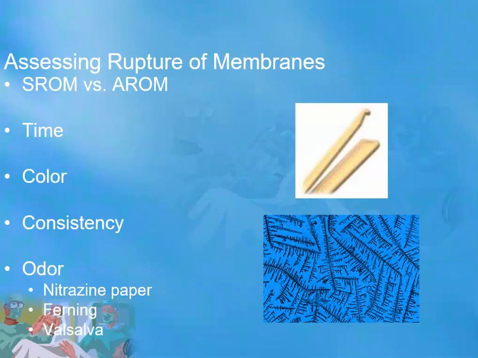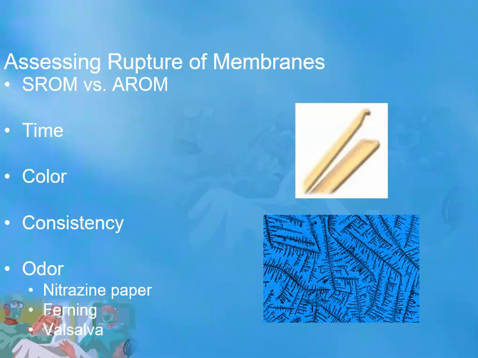But we can test the fluid, and we use nitrazine paper, which is like a litmus paper. That litmus paper will turn dark blue if it is definitely amniotic fluid. If it's not, it stays yellow, because the nitrazine paper is a goldish yellow. So it changes color.